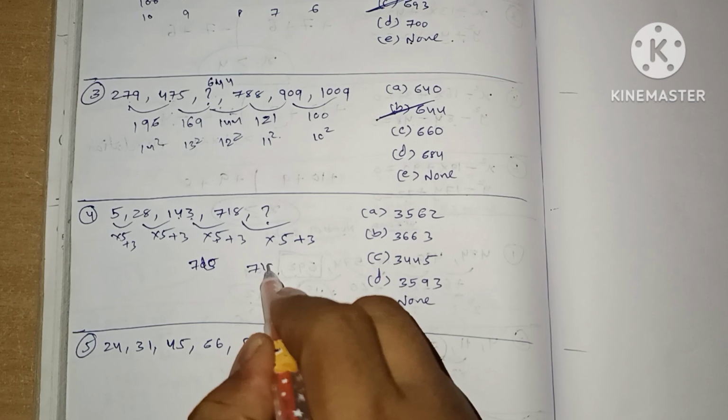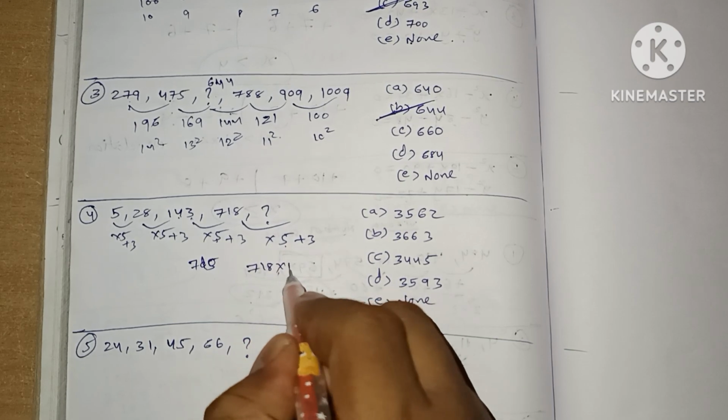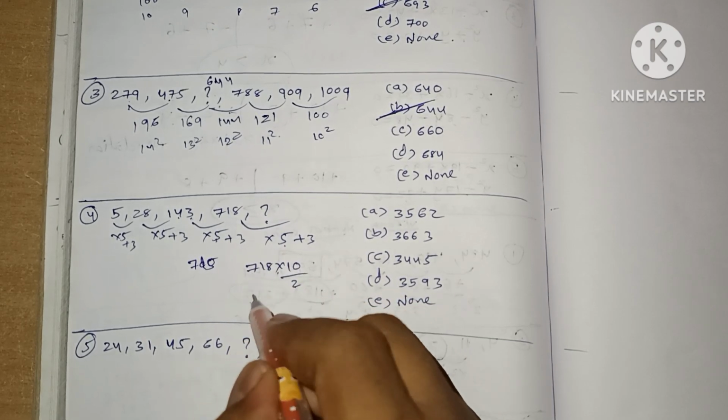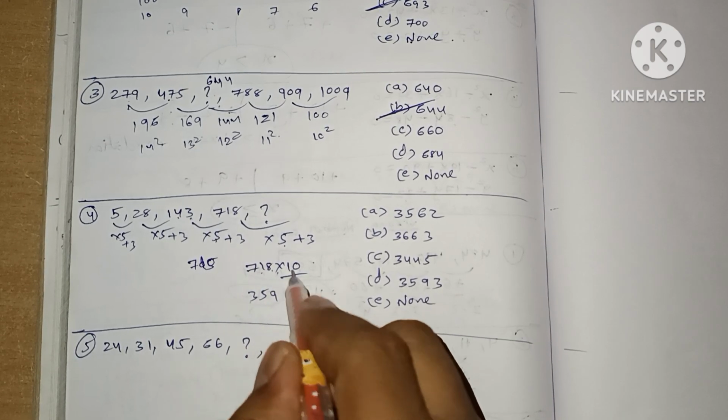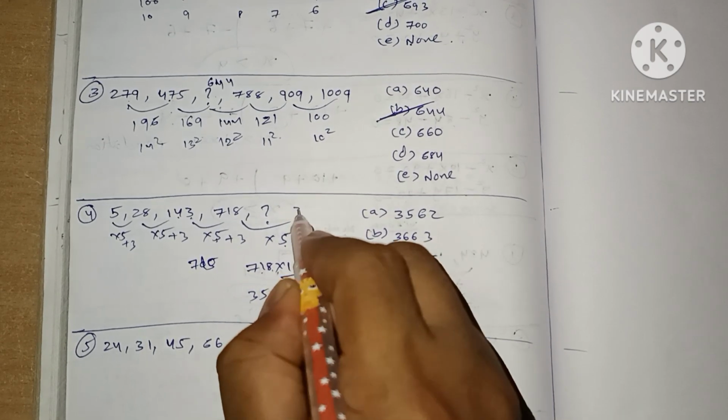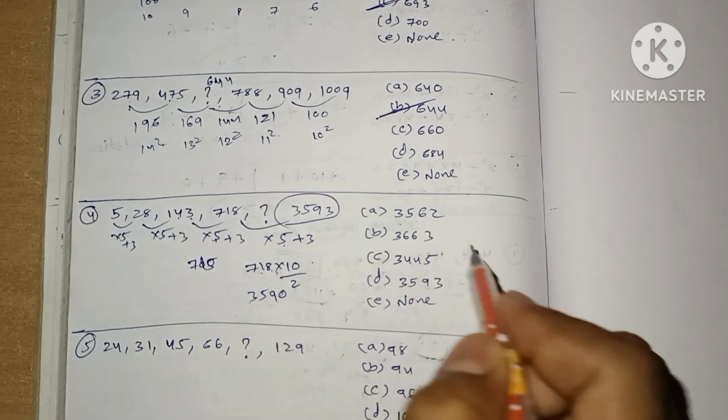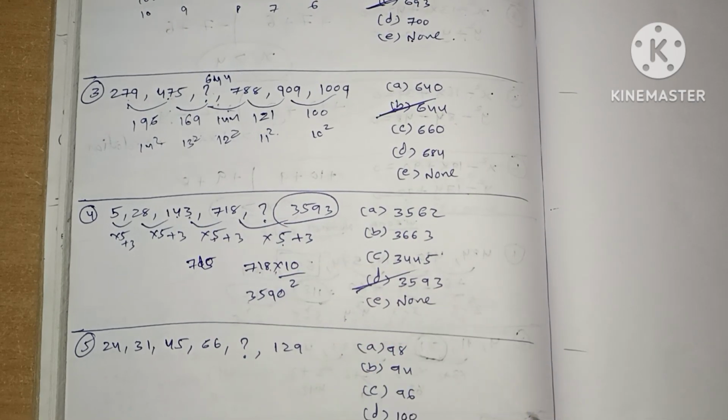Let's write this as 718 into 5. Instead of 5 we write 10 by 2. 2 3 times 5 times and 9 times 0 plus 3. 3593 is our answer. 3593, option D is our answer.